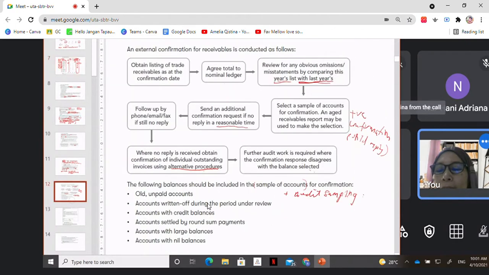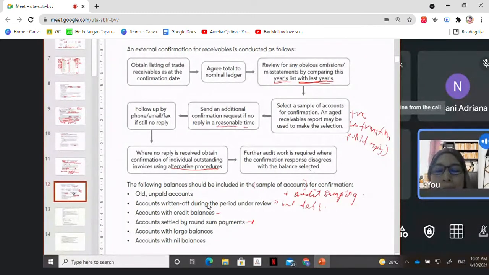Okay, and then account with credit balance. Accounts written off during the period under review: if the company has written it off, this is considered a bad debt written off. Credit balance, like just now, and accounts settled by round sum payment. Round sum payment also needs to be taken into account to send a sample.